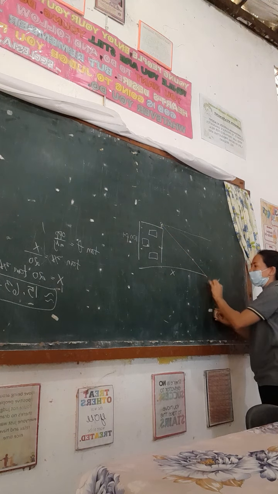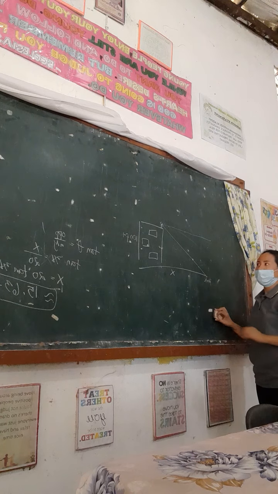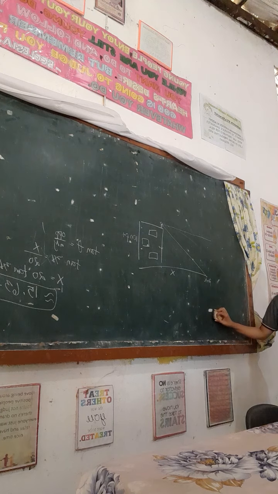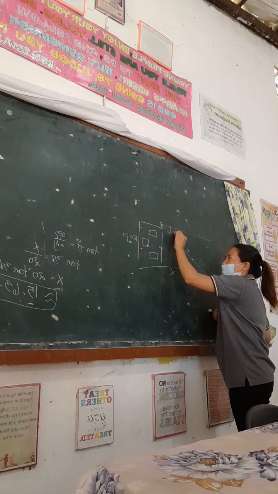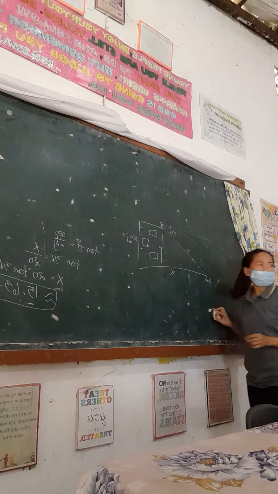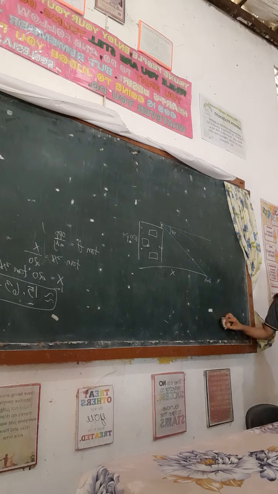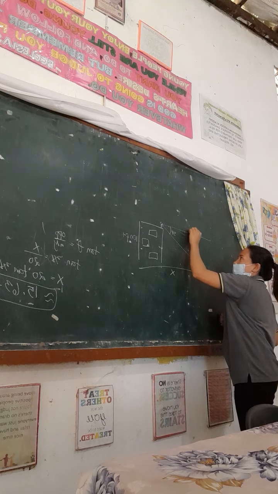Okay, this is the park. Triangle. Okay? So, angle of depression is here. Do you copy? Okay? This is our line of sight.